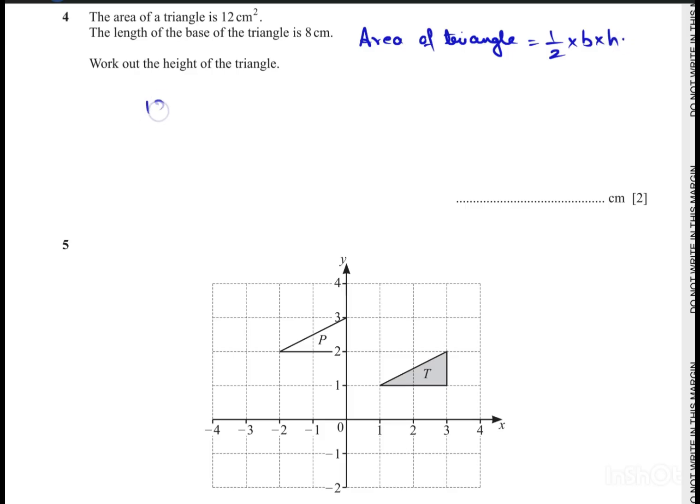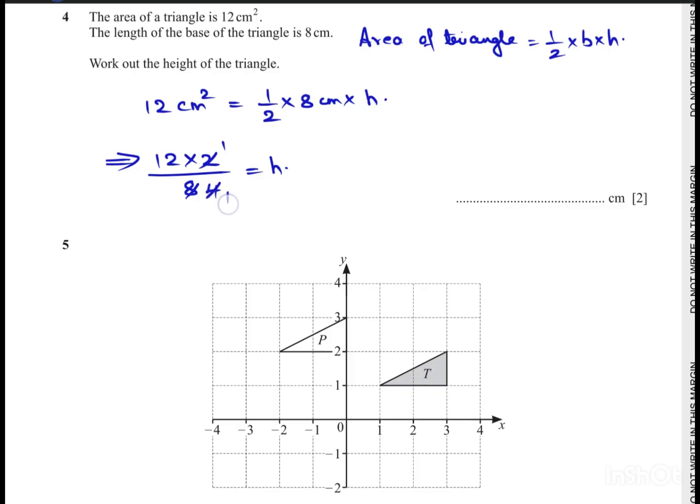So area of triangle is given 12 centimeters square, and write down half into base, which is already given, and we don't know height, so write h as it is. So now to find out h, you need to bring this half and 8 to the other side. So 12 into 2, 2 is in denominator, it gets multiplied, and 8 is multiplied, it gets divided, is equal to height. 2 times 1, 2 times 4 is 8, 4 times 1, 4 times 3 is 12. So therefore h is equal to 3 centimeters. So 3 is the answer.